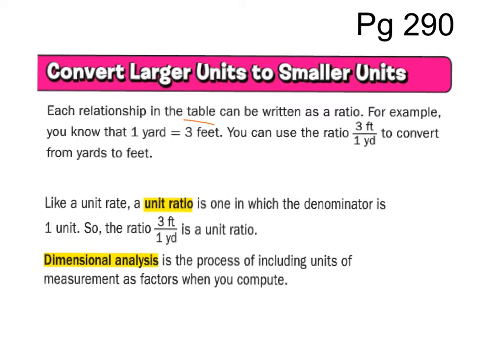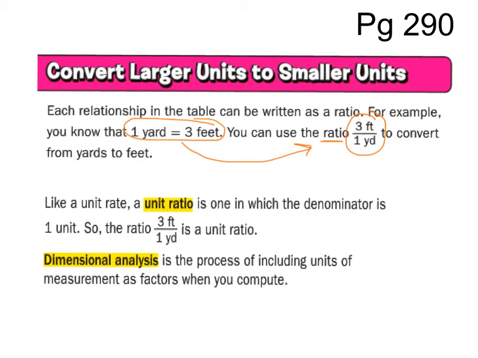So today we're going to be taking this basic information of 1 yard equals 3 feet, and we're going to be changing it into a ratio. Remember, ratios compare 2 things, and we're going to be writing it in fraction form. The main thing that we're going to need to remember today is to put on our labels. We're going to use all of our multiply and fraction rules, but we're just adding labels. So, like a unit rate that we studied back in chapter 1, a unit ratio is one where the denominator is 1 unit. So the ratio 3 feet to 1 yard is called a unit ratio.